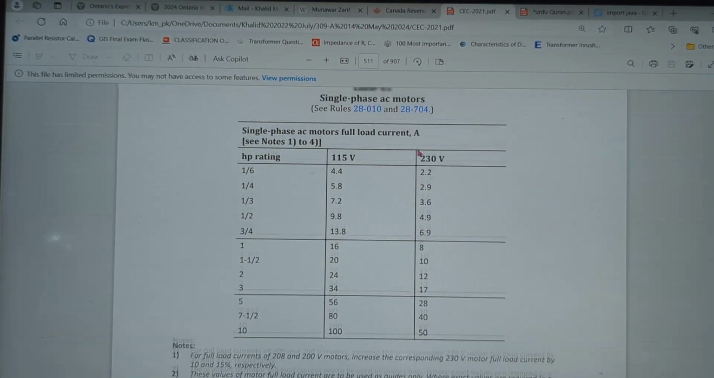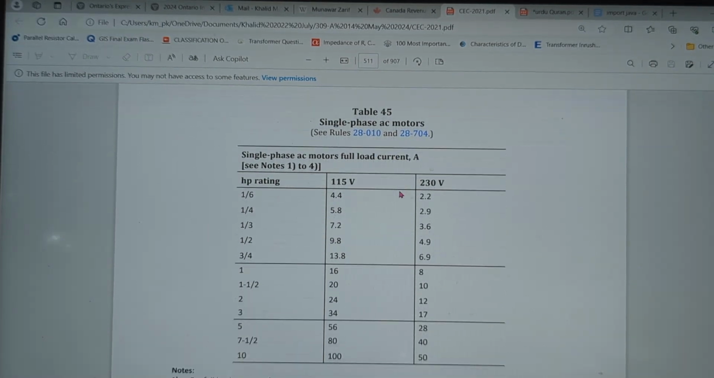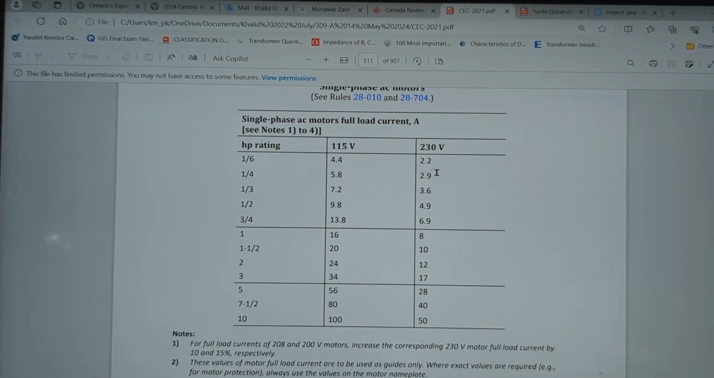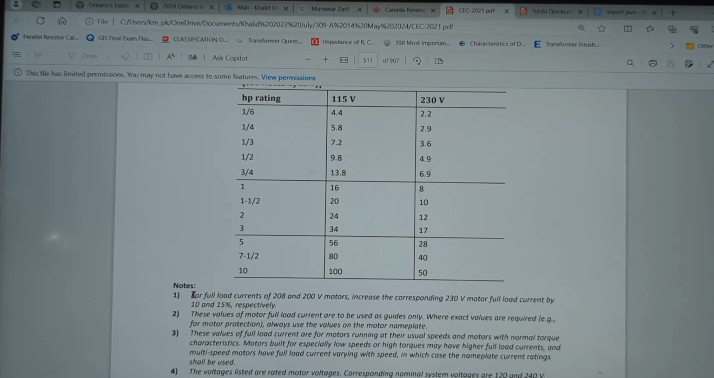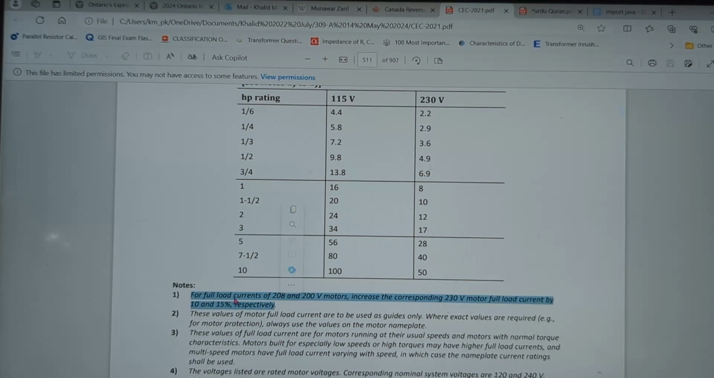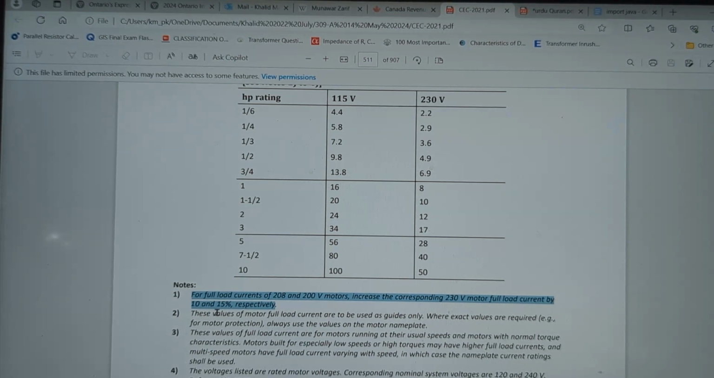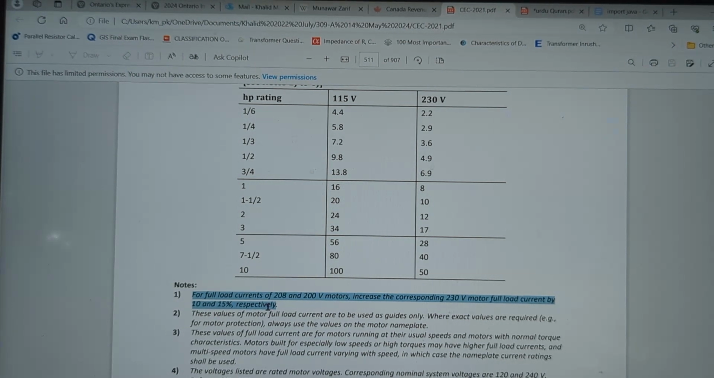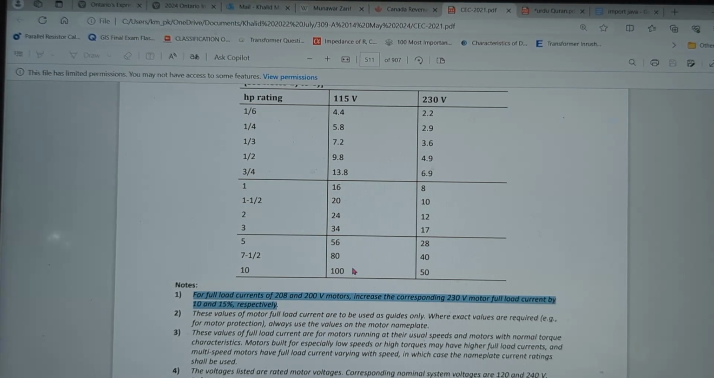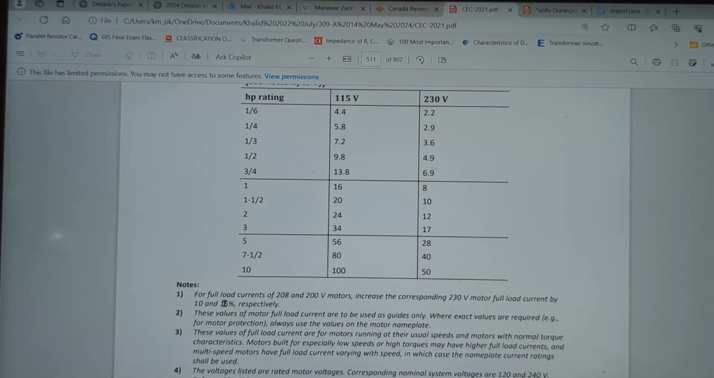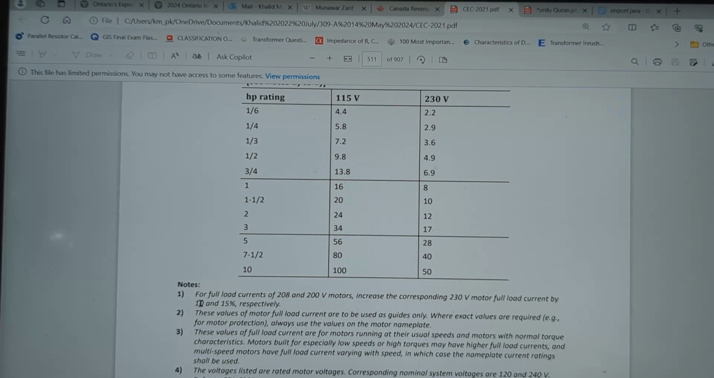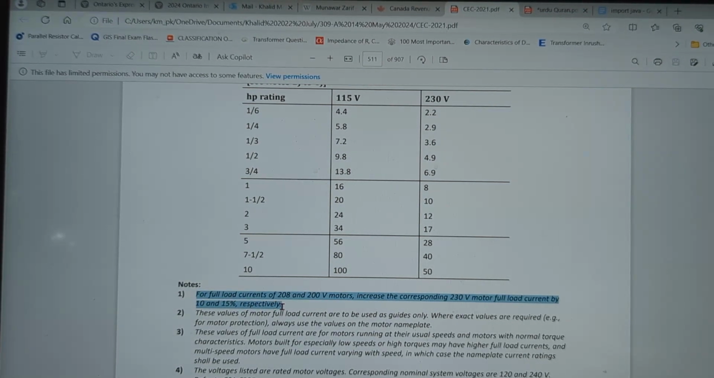Okay, then table 45. Table 45 is for single phase. We have 115, 230 volts. Sometimes they give 208 volt. So for 208 volt, remember this first line. For full load current of 208 and 200 volt motor, increase the corresponding 230 volt motor full load current by 10% and 15% respectively. This is very important. Sometimes we make mistakes. If there is 200 volt, 208 volt, we just consider this one, so that will be wrong. Okay. So just pay attention. We need to increase the full load current. So this note number one is very important.